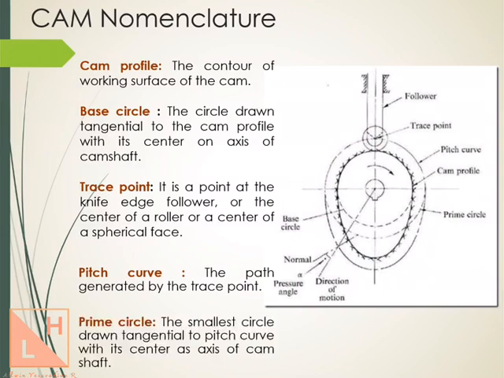Next is called the prime circle. The smallest circle drawn tangential to the pitch curve with its center on the axis of the camshaft is called the prime circle. Like we drew the base circle, in the same manner we are going to generate the prime circle. The base circle is drawn tangential to the cam profile, while the prime circle is drawn tangential to the pitch curve. So the pitch curve is the outer one you see here, and when a circle is drawn tangential to this, as you see in this diagram, that circle is called the prime circle.